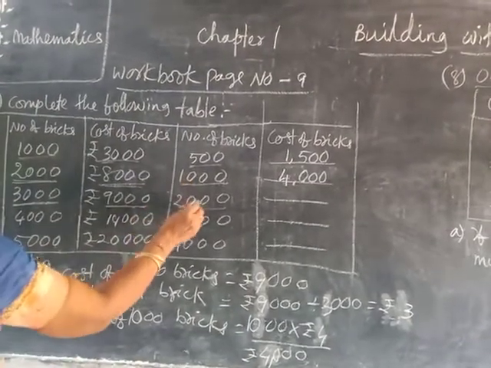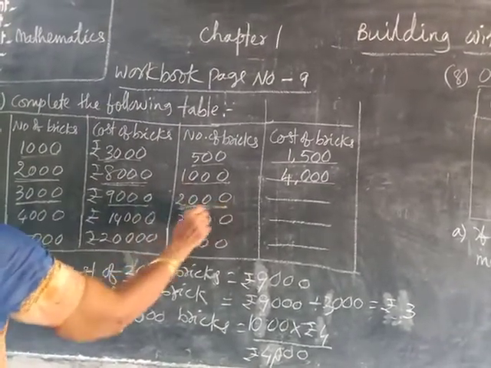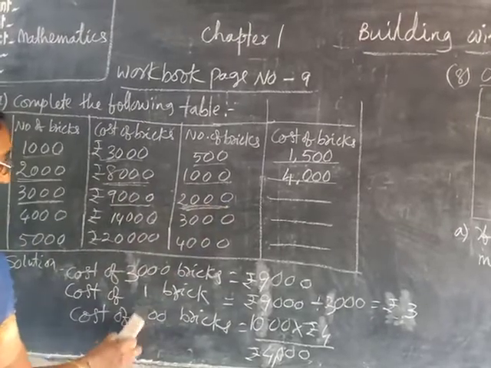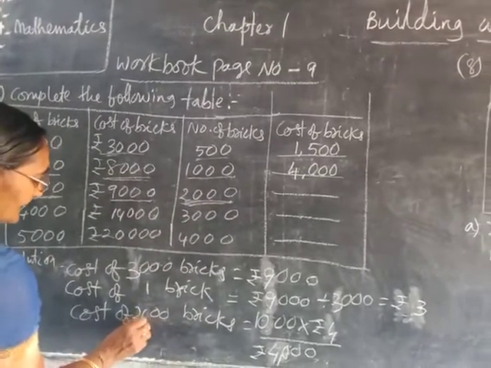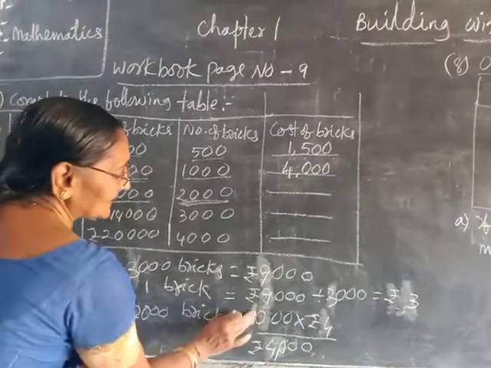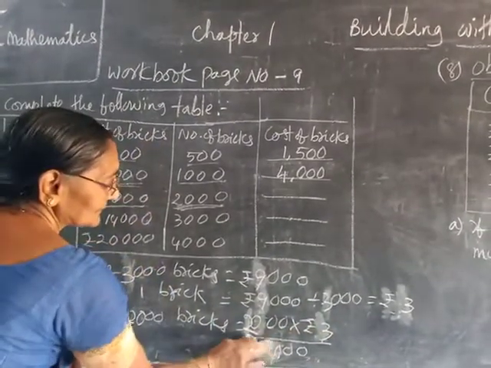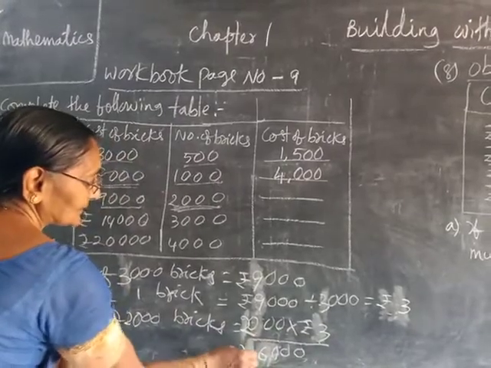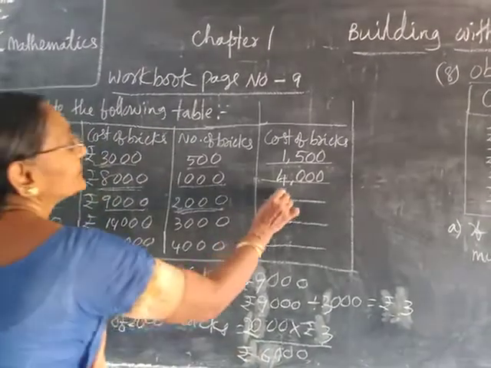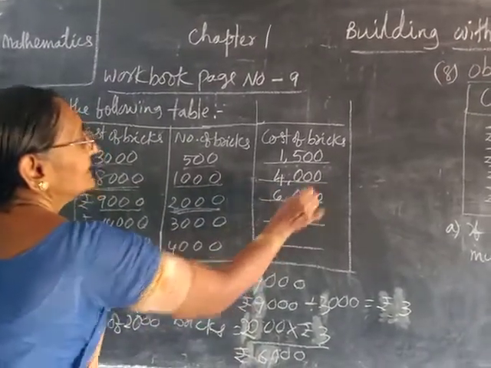Then 2000 bricks cost how much? Here you have to write the cost of 2000 bricks. So how much will come? 2000 into 3. 2 3s are 6. So 6000 rupees. So 2000 bricks cost equal to 6000 rupees. You have to write here 6000.